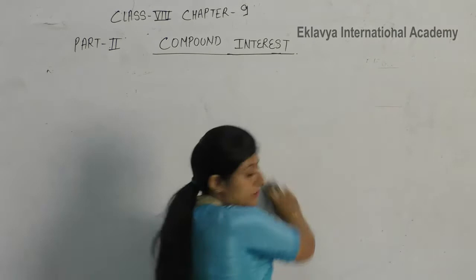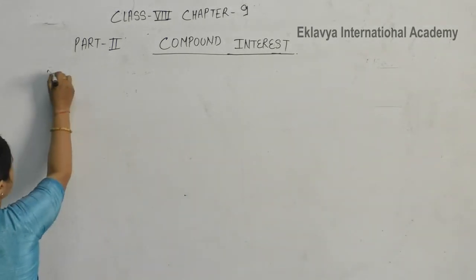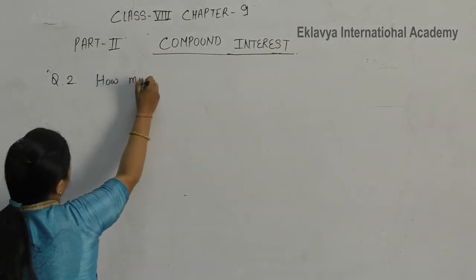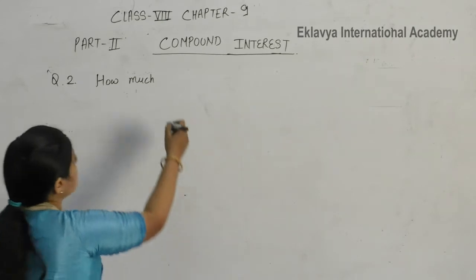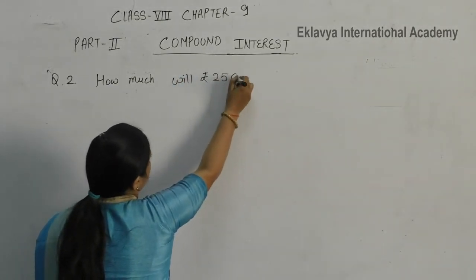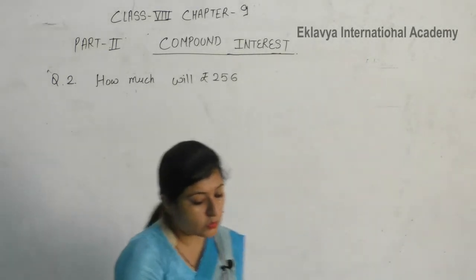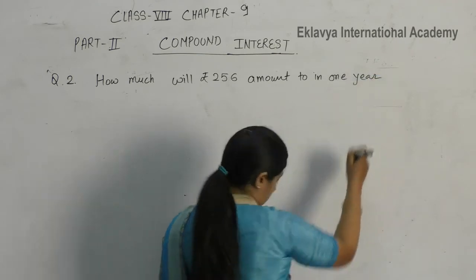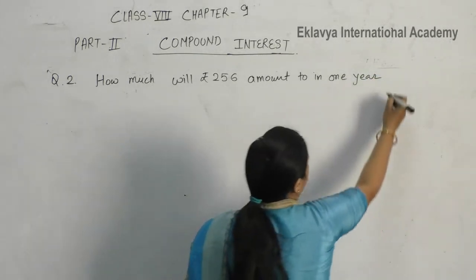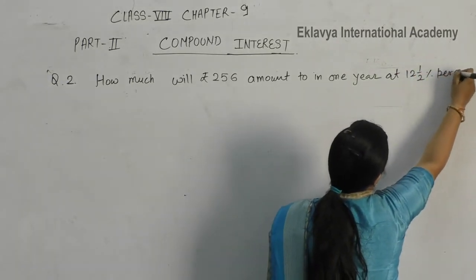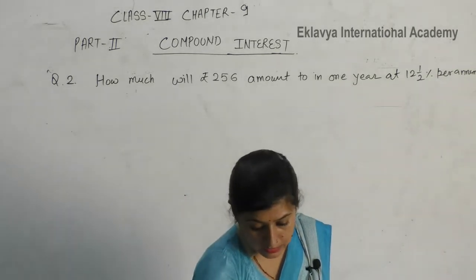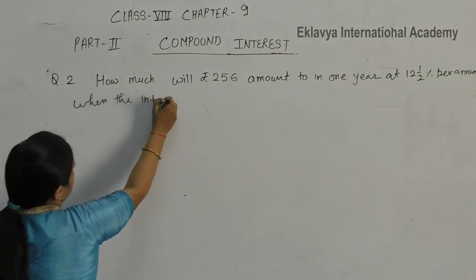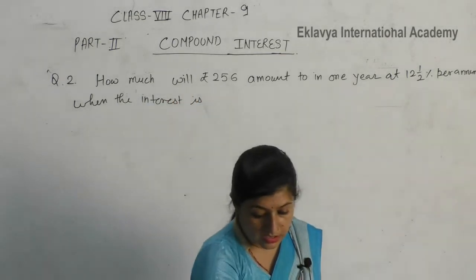See now, question one, an example. How much will rupees 256 amount to in 1 year at 12.5% per annum, when the interest is compounded half yearly?